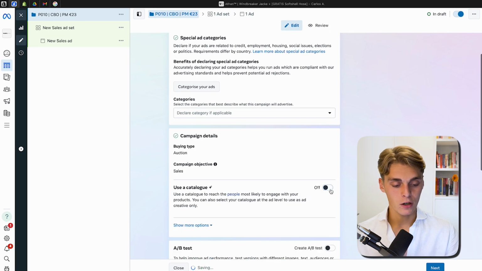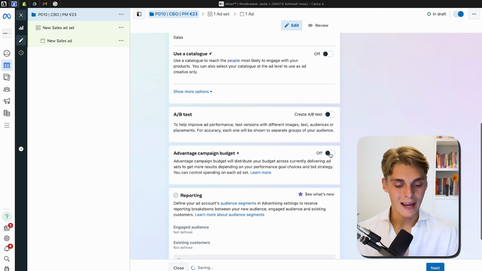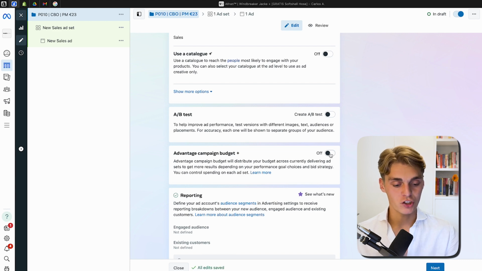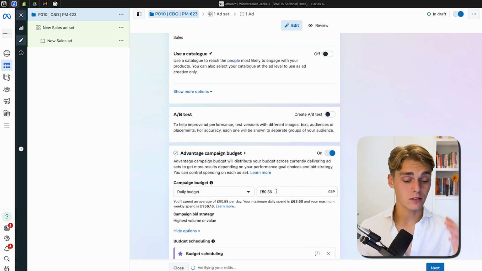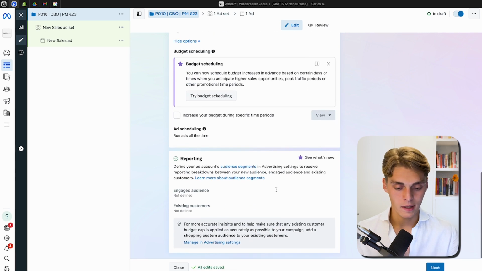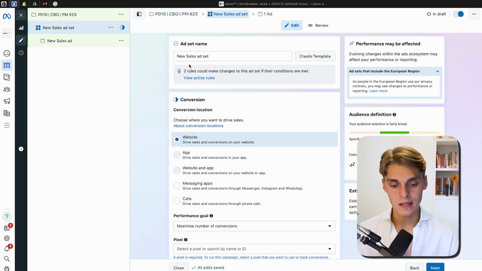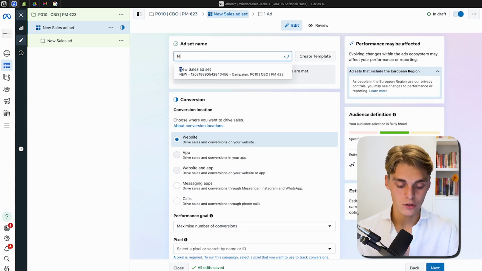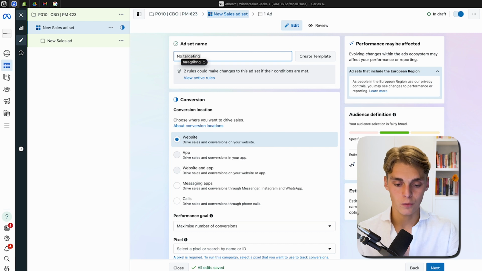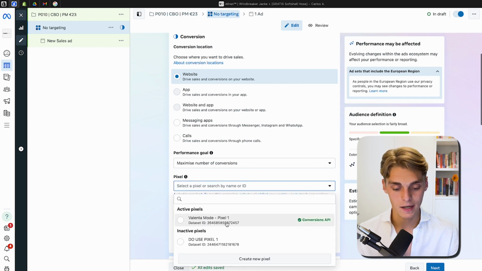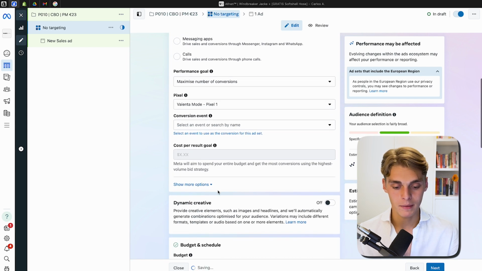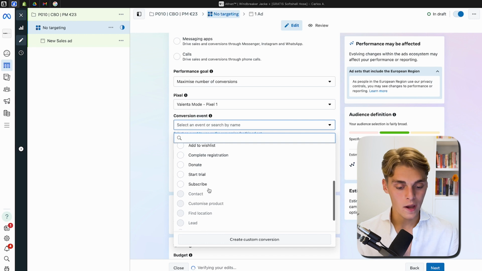Then we untick the catalog. Then we use the Advantage campaign budget, and we set the campaign at 50 euros and 88 cents per day. This is of course in pounds. Doesn't matter, you can use that as well. Okay, then we go on next, and in here we use no targeting. So we literally do no targeting. This is just for yourself when you're reviewing it. What I mean by that is we always use maximize number of conversions, and we use a purchase campaign. So use, for example, this pixel if you've implemented it, and the conversion event is always purchase.